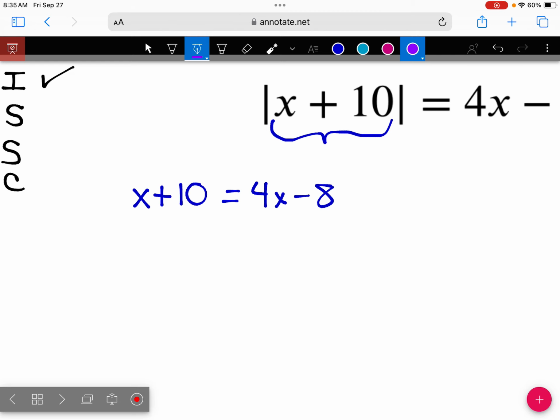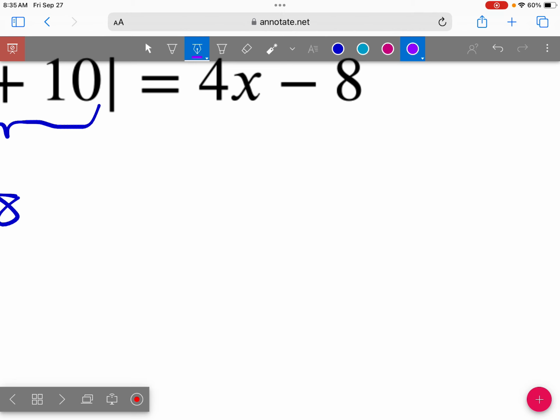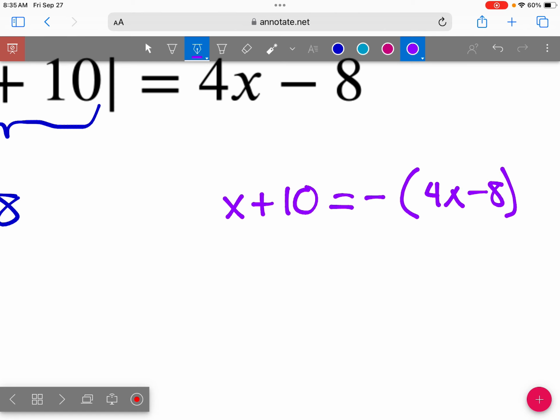So my x plus 10 could exactly equal 4x minus 8. That's absolutely one of the options. Or my x plus 10 could equal the opposite of the right side. Just like in the bell work, we had our positive 12, negative 12, positive 4x plus 8 or negative 4x minus 8. Sorry, minus 8 on the first one. So just like we did with our numbers, positive on one side, negative on the other.